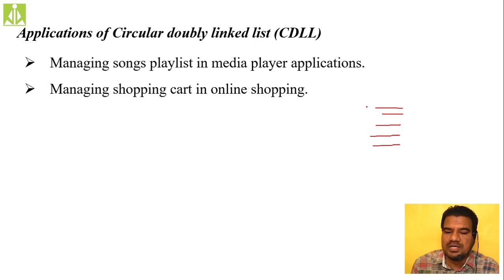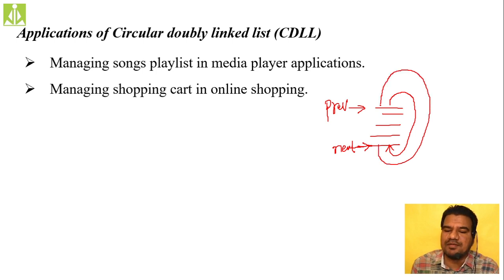So suppose you are playing this particular song and you click on previous. What will happen is the control will come from here to here, and it will play the last song, isn't it? It will play the last song. And when you are playing the last song and you say next, it will jump to the first song and play the first song. So in this way, all these songs are connected in both directions.